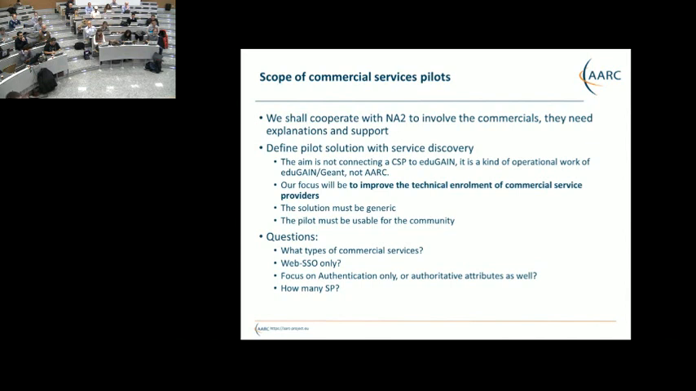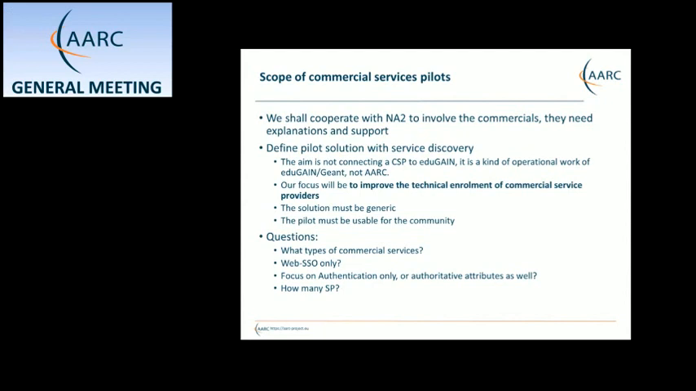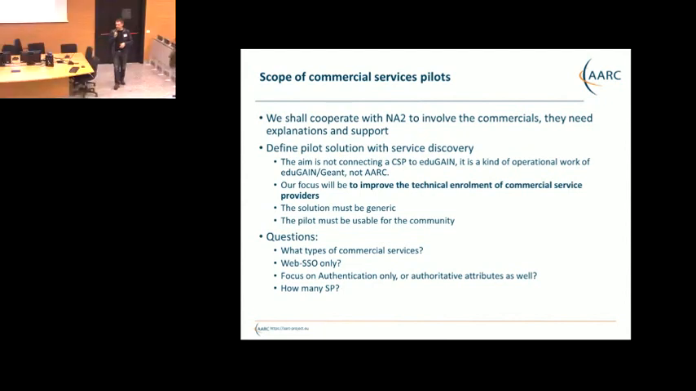So if we have such a scope, there are some questions. What types of commercial services we need? The answer should come from the use case or from the community. Also, would we like to set up the pilot with web SSO only, or non-web resources too, and focus only on authentication, or also on some attribute management as well? So I don't know if anybody wants to comment on that. Not ready answers yet. Okay.